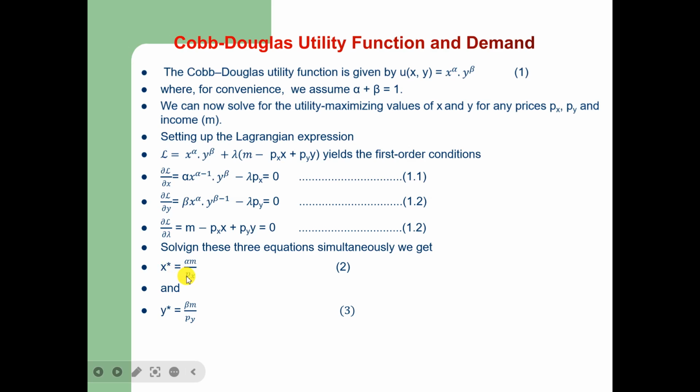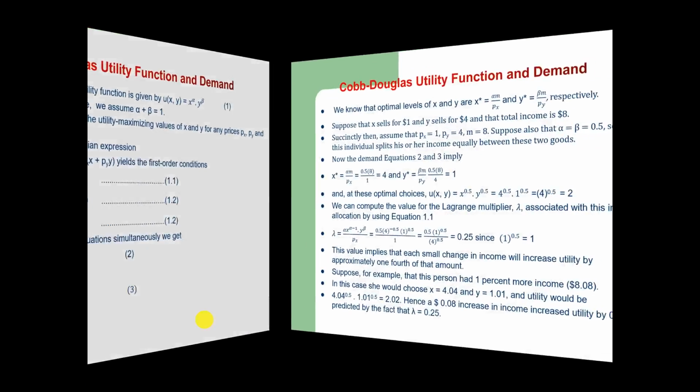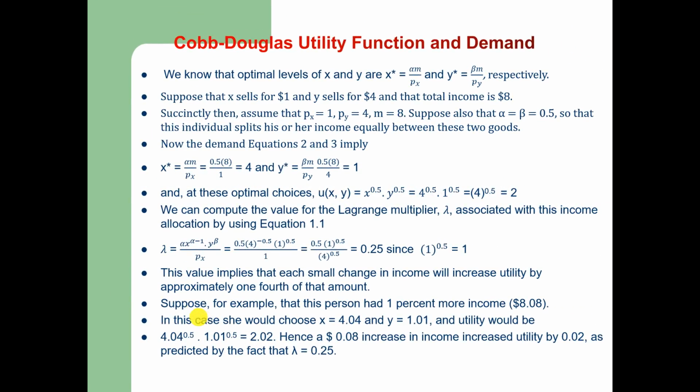So this is an opposite relationship, and same is the case with y star, which is a function of income and consumption of y varies directly, and similarly price of y and consumption of y are inversely related. So if price of y increases, consumption of y will decrease. So these are Marshallian demand curves. We know that the optimal levels of x and y are given by x star as before, and y star, where x star is alpha m divided by price of x, and y star is equal to beta m divided by py respectively.